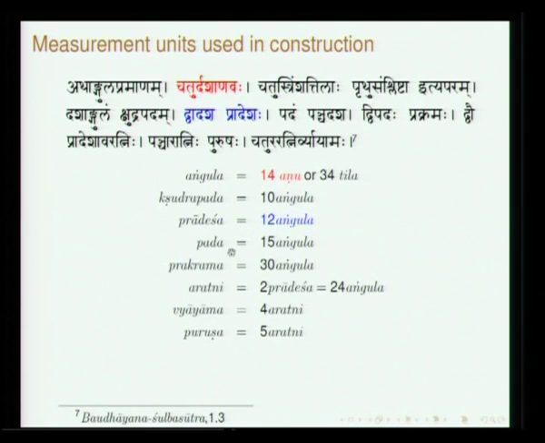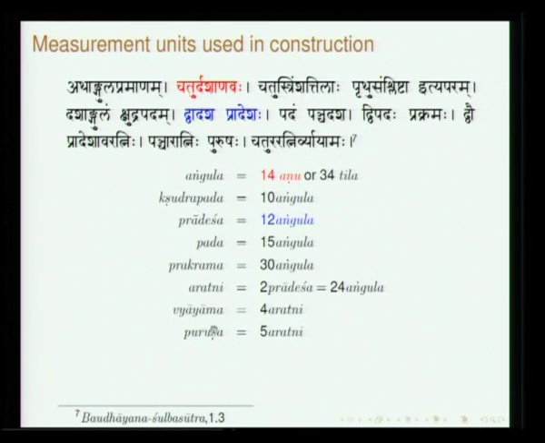This is how it goes, and then he goes up to a Purusha. It starts with Angula and then goes up to Purusha. Purusha means a human being, the height of a human being. Everything is with reference to one Purusha. Finally, the larger measurements will be given in terms of Purushas.